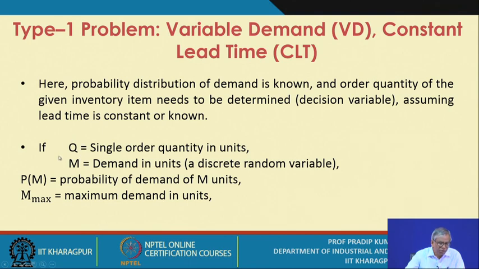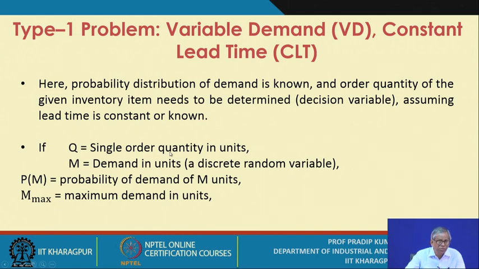Now what do you try to do? Certain notations you have to use. What is the first notation? Q is a single order quantity in units. Here we are assuming that if you say in units, and suppose it's discrete units, then obviously it is a discrete order quantity, whereas the demand in units is a discrete random variable.